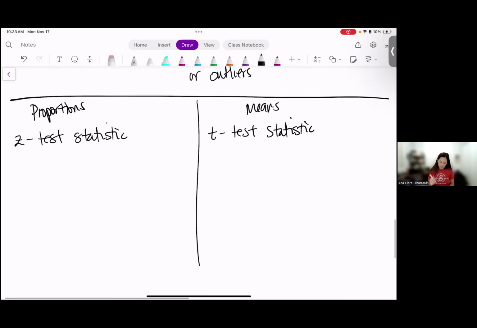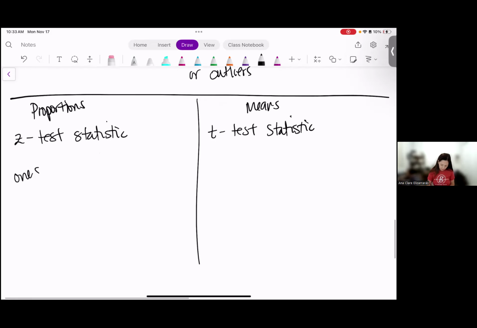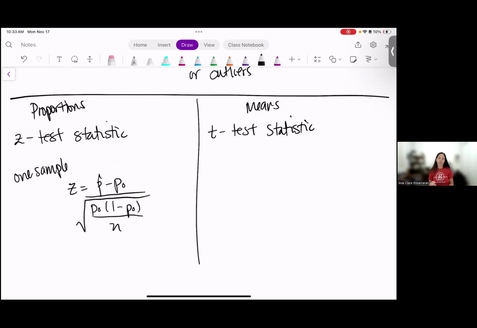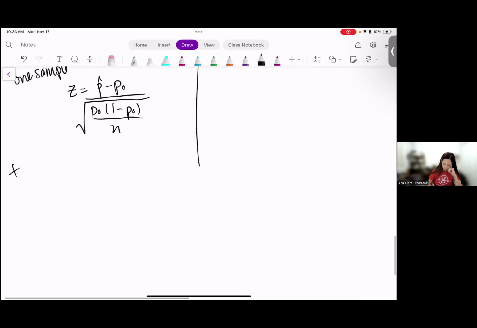So before, for one sample, we had z equals p hat minus the hypothesized value divided by the square root of the hypothesized value times 1 minus the hypothesized value over the sample size. Now, we're not using that same standard deviation because we don't have an assumed population value. We're talking about a difference here.